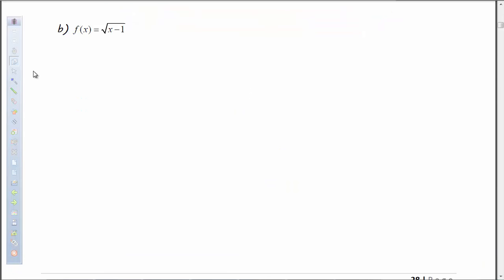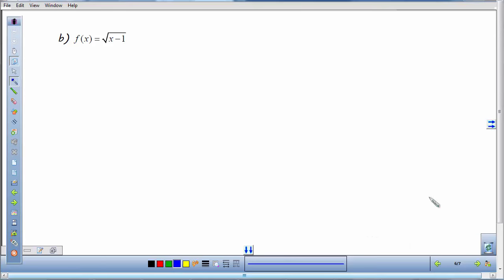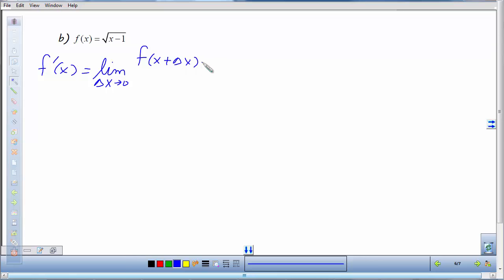Let's try that again. We're still looking for our derivative. And so we'll start by writing out our formula for the derivative. We want to practice writing it out until we are very comfortable with it. So f prime of x equals the limit as delta x approaches 0 of f of x plus delta x minus f of x all over delta x. Okay, so we've got the limit as delta x approaches 0.